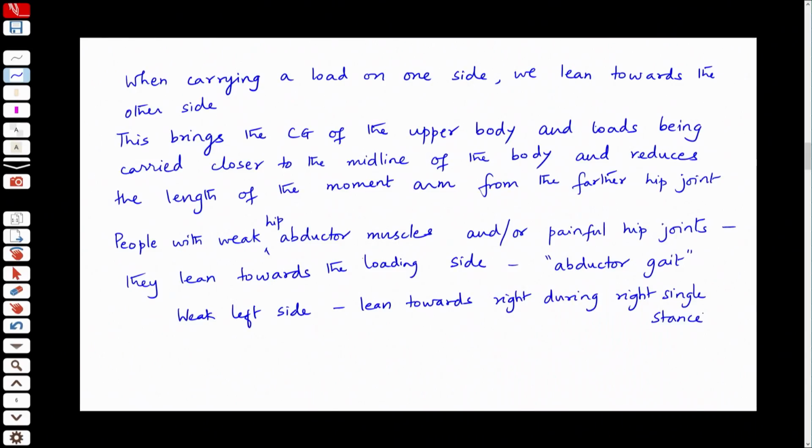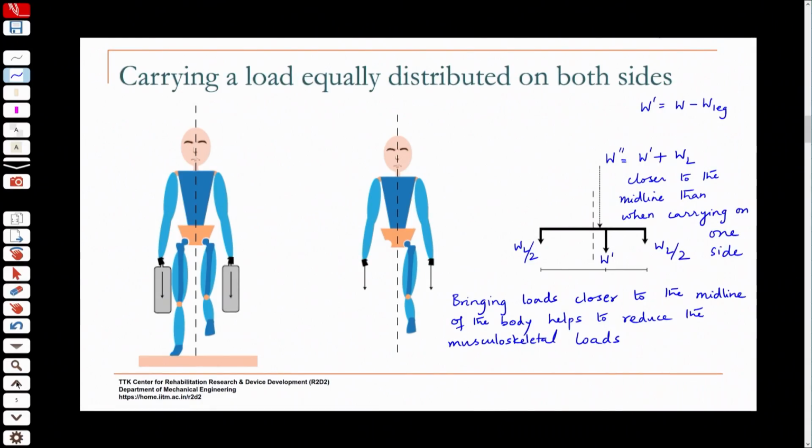Wait a minute, did I? Okay, no, wait. Sorry, they lean towards the opposite side, right, from the loading side. Hold on, just a minute. They lean towards the opposite side, but the loading side itself is the weaker joint here, right? Not necessarily, we can put the load in the weaker side.